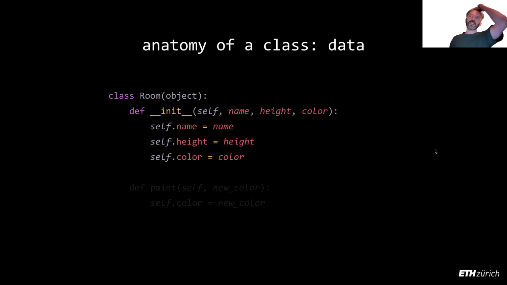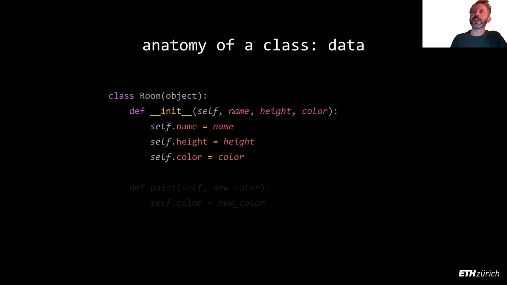And we also want to attach data to it. This usually is done by creating attributes in the class. An attribute is basically a variable that is attached to an instance of an object. We normally do this in the init, which is a special method, the initialization method. It's the first thing that happens when we create an instance of a class.